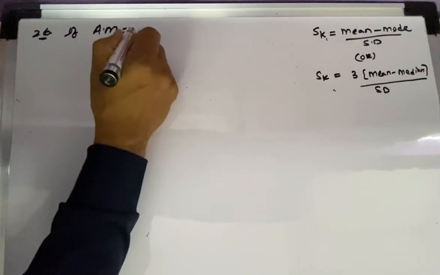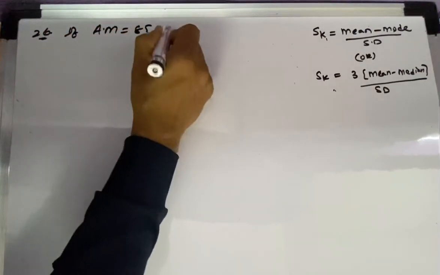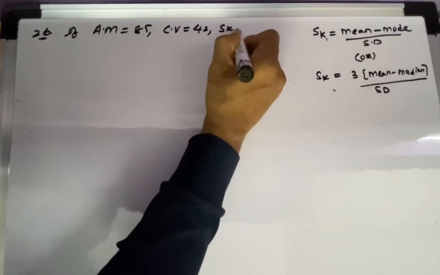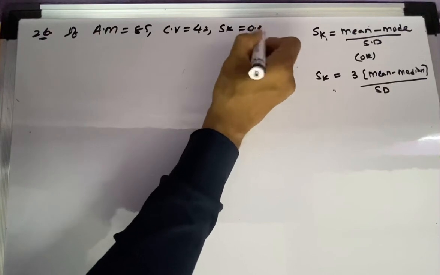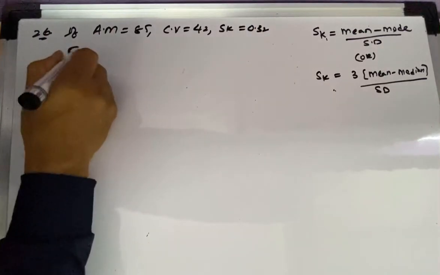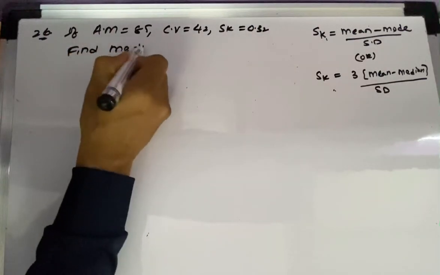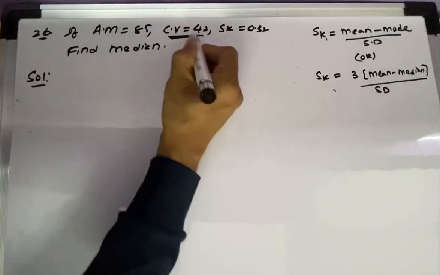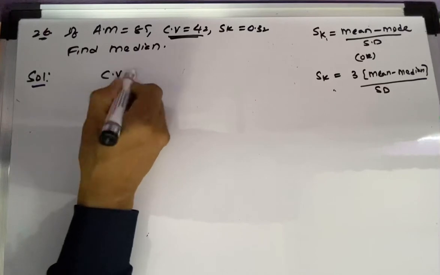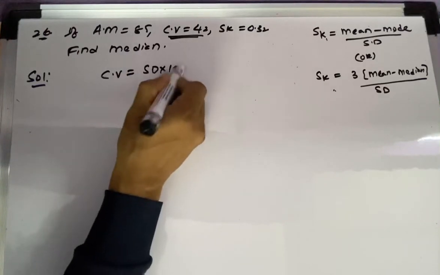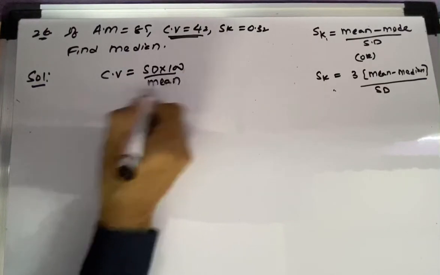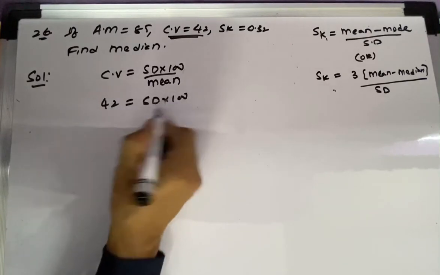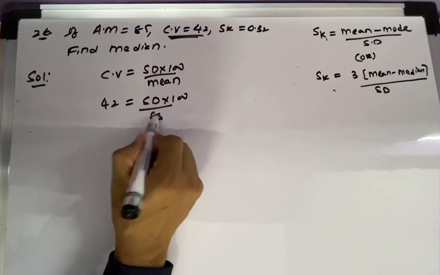If the arithmetic mean is 85, coefficient of variance is 42, skewness equals 0.32, find the median. Whenever coefficient of variance is involved in the question, first we write coefficient of variance as standard deviation into 100 by mean, and we substitute the values given to us. Standard deviation is not given, into 100 divided by mean, the arithmetic mean is 85.